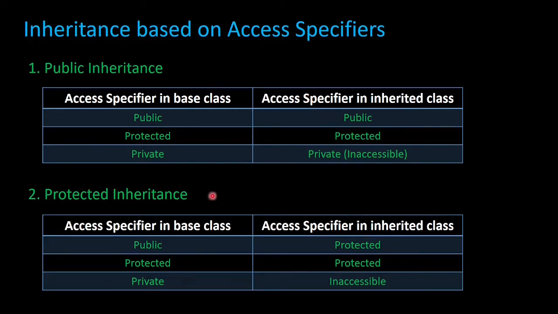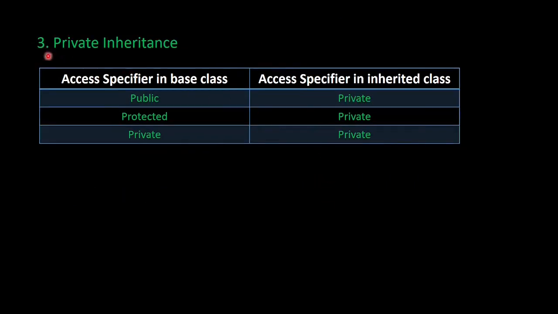Next is protected inheritance. When the base class has public access specifier, it is inherited as protected. This is the same for the protected case in the base class, and when it is private, it is again inaccessible. But the catch is when we talk about private inheritance. When the access specifier is public, protected, or private in the base class, it is inherited as private, but is not inaccessible. So now let's see it in the code.